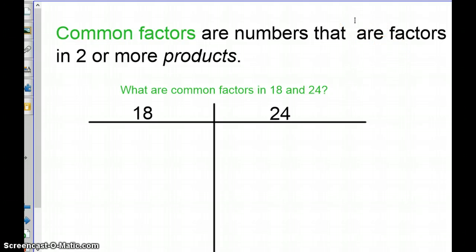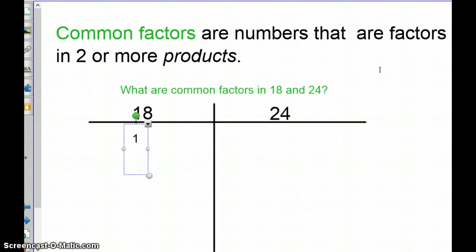In yesterday's lesson, we learned about common factors. Well, first of all, a factor is two or more numbers that can be multiplied to give a product. So when we are looking for factors, we're looking for numbers that can go into a certain number equally. So for example, in 18, we know that 1 can be multiplied by another number to equal 18. So 1 is a factor.